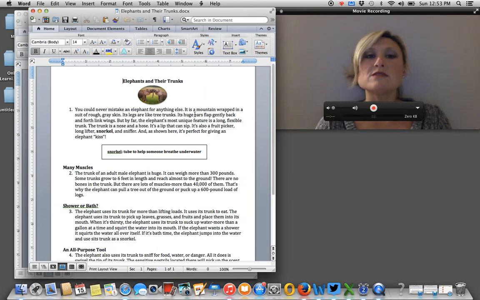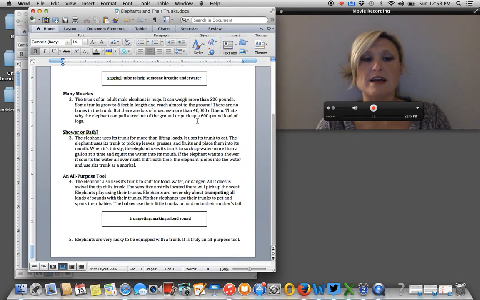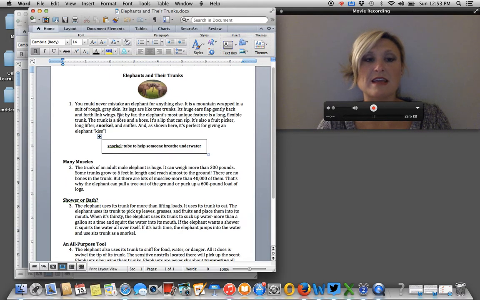When you look at the story, Elephants and Their Trunks, you notice that it's divided up into 5 different paragraphs, and they even have numbers to help you. Remember, this is going to be very important because if a question asks you to go back in and find evidence from the story, these paragraph numbers are going to help you tell where you found the evidence.